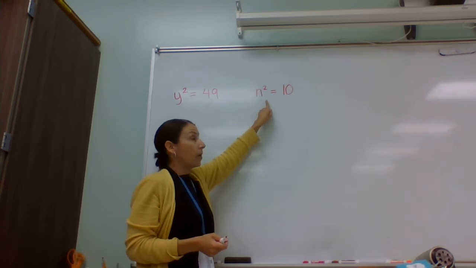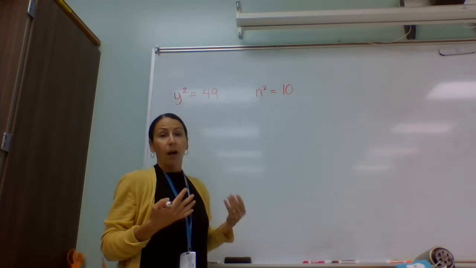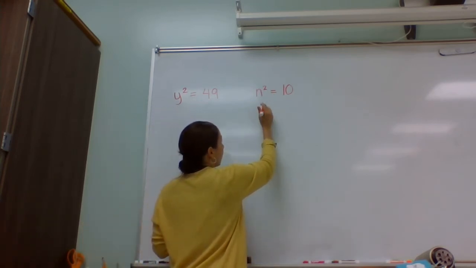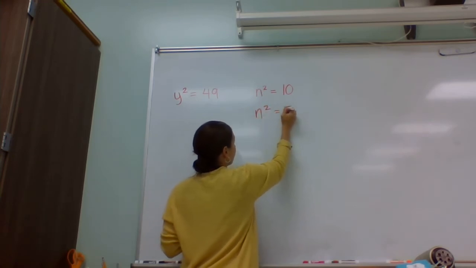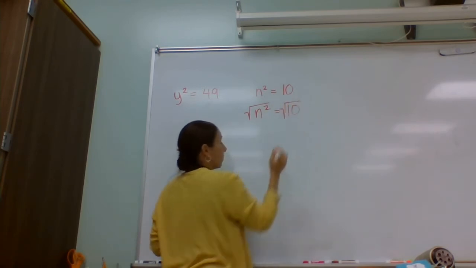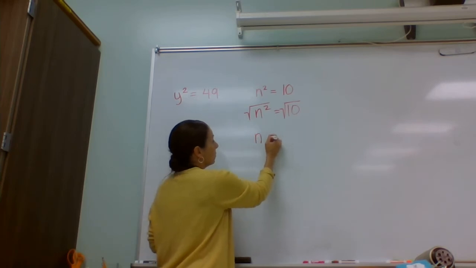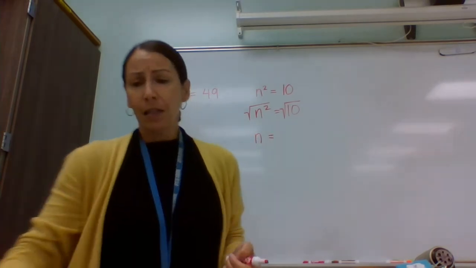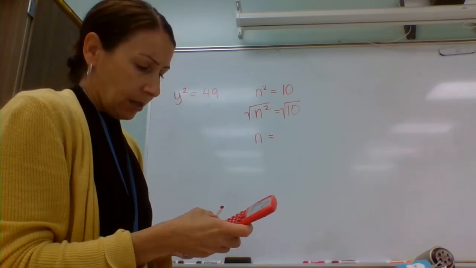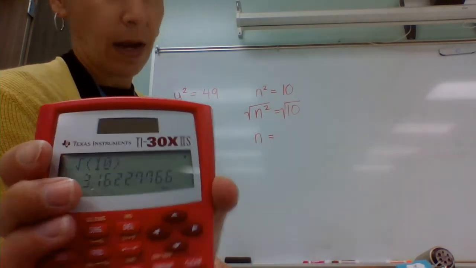When we come to an equation where we're not going to have a perfect square, our solution is going to look a little different. So if I'm going to solve for n here, I've got n squared equals 10, so I'm going to take the square root of both sides of the equation. The square root of n squared is just n. And the square root of 10, though, 10 isn't a perfect square. So if I type the square root of 10 into my calculator, I get a big, long, irrational number.